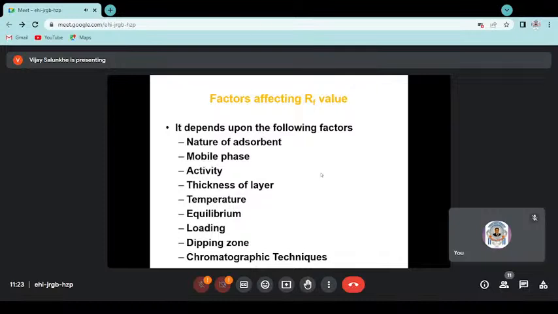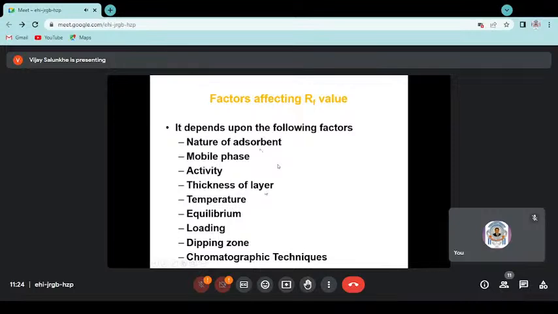In HPLC, on the x-axis there is RT, and on the y-axis there is area under the curve. In HPTLC, on the x-axis there is the RF retention factor. So the RF of a particular marker at a specific point depends upon the nature of the adsorbent, mobile phase, activity, thickness of layer, temperature, equilibrium, loading, size of loading spot, dipping zone, and chromatographic technique. All these are the factors responsible for the RF value.